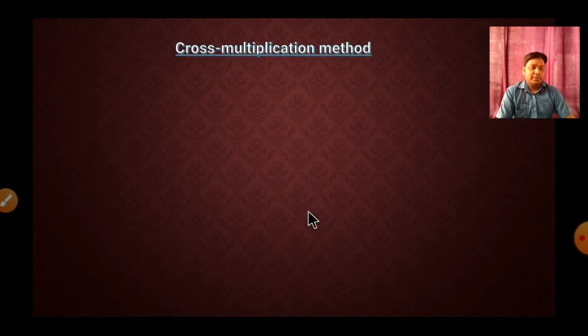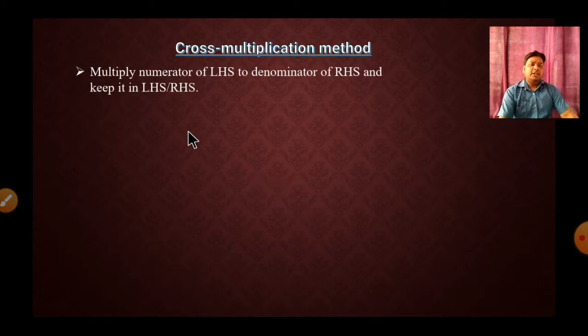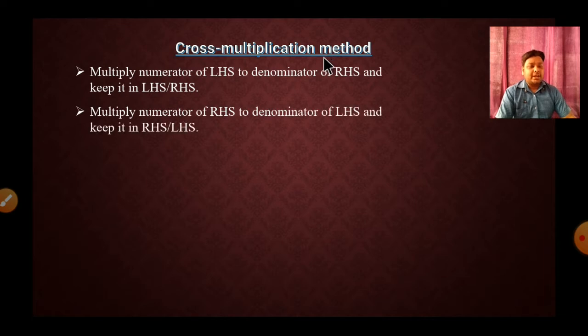Cross multiplication method. Now the next concept is the cross multiplication method. The first step is to multiply the numerator of the LHS by the denominator of the RHS, and we have to keep it in LHS or RHS. We will apply the cross multiplication method only if a fraction is given, one fraction in LHS and one fraction in RHS. After that, multiply the numerator of the RHS by the denominator of the LHS.